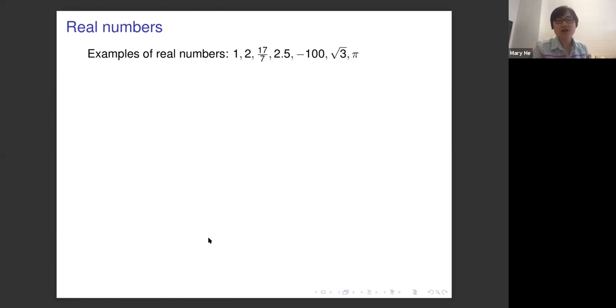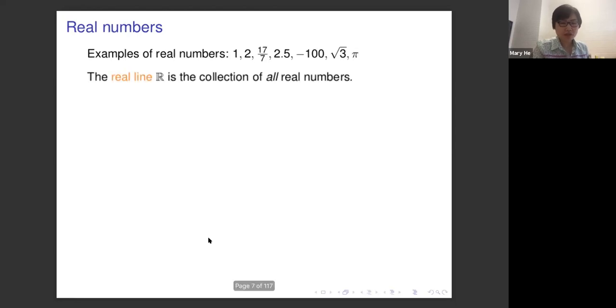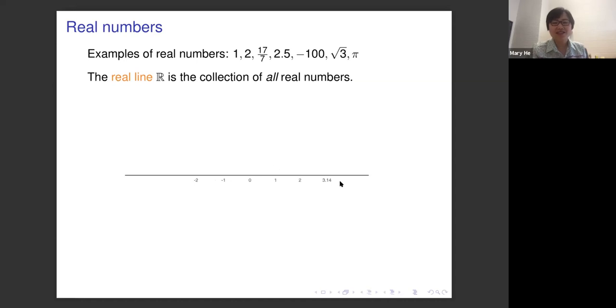So those are all familiar examples of numbers. And in particular, they're real numbers. We want to think about numbers in a more collective way, so we want to consider the collection of all the real numbers. This is called the real line, right? So what is a real line? Well, pictorially, the real line is just a straight line, and we can put all the real numbers on this line. So this is why it's called the real line.